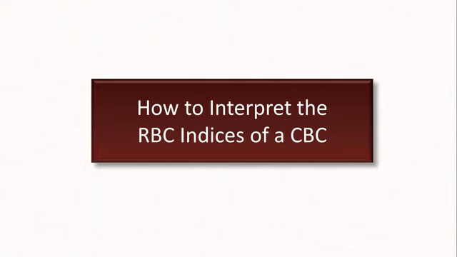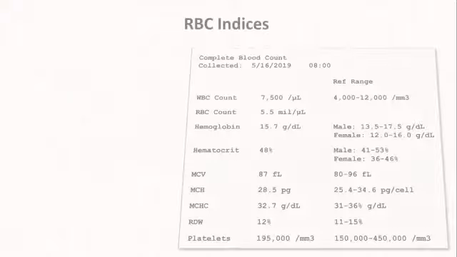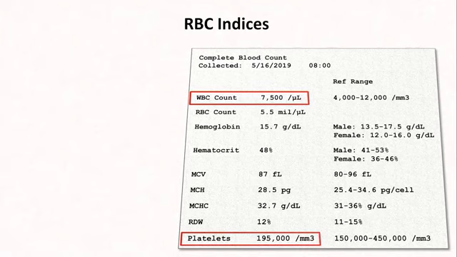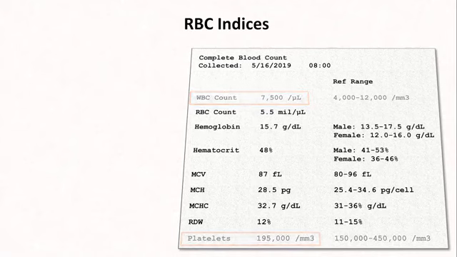Today, in preparation for an upcoming series on anemia that I'll be posting next week, I'm discussing how to interpret the red blood cell indices of a CBC, such as the hematocrit, the MCV, and less well-known values like mean corpuscular hemoglobin concentration. So here's what a typical CBC might look like when reported out by the hematology lab. We see the white blood cell count at the top and the platelet count at the bottom, neither of which are part of the focus of this particular video.